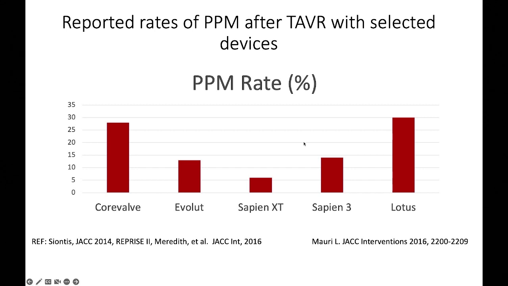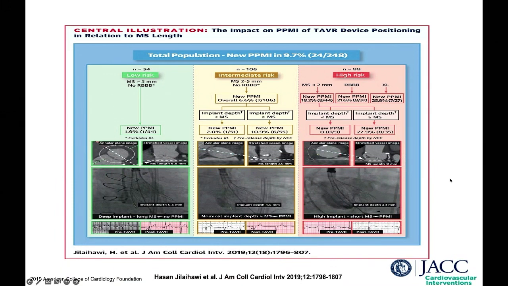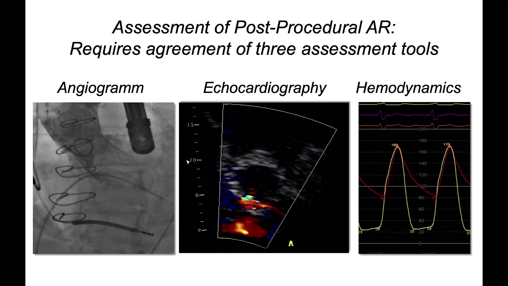pacemakers. So CoreValve was higher, Evolut is much lower, Sapien XT was lower, Sapien 3 is higher because they got a skirt around it. So if you look at Evolut and Sapien 3, there's not much difference between the pacemaker use. And the depth is important because the membranous septum is where the AV bundle is, and if you block it with the device, then you can go into heart block right away.